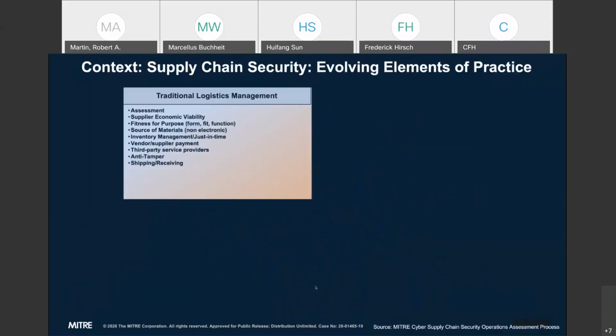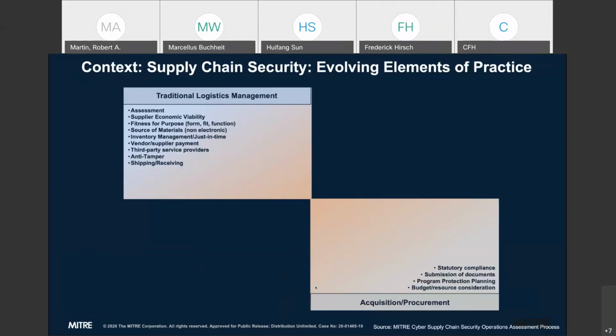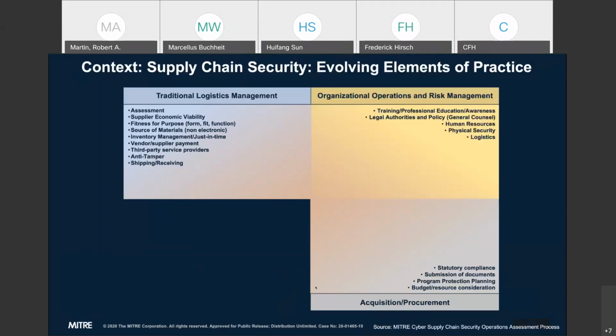So as a little bit of background, logistics and buying and selling, shipping things and doing that in a secure way and a trusted way really has been around for quite a while. It's evolved, as has the whole acquisition procurement environment and the requirements on them from either legal or statutory type regimes or just good practice in your company. But as more and more systems have IT and ICT elements, software and software enabled capabilities, you also then need to bring your operations and risk management people more fully into this.